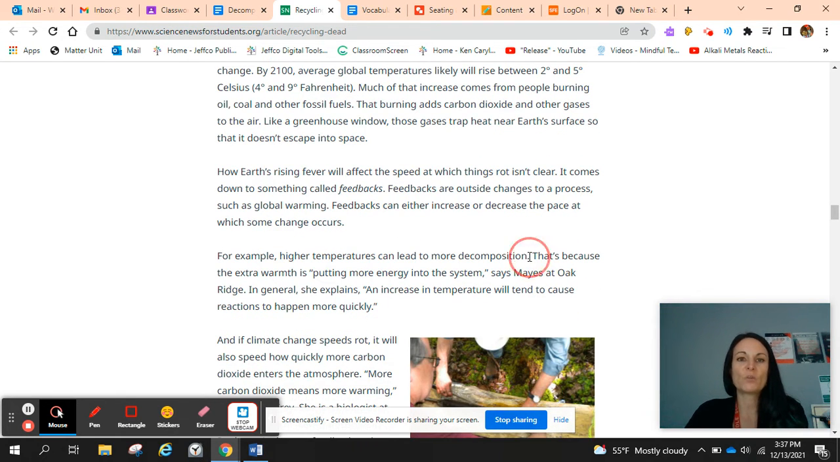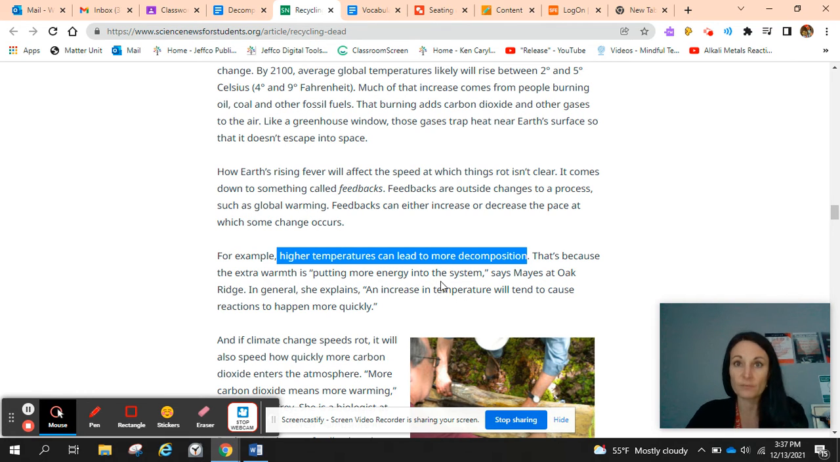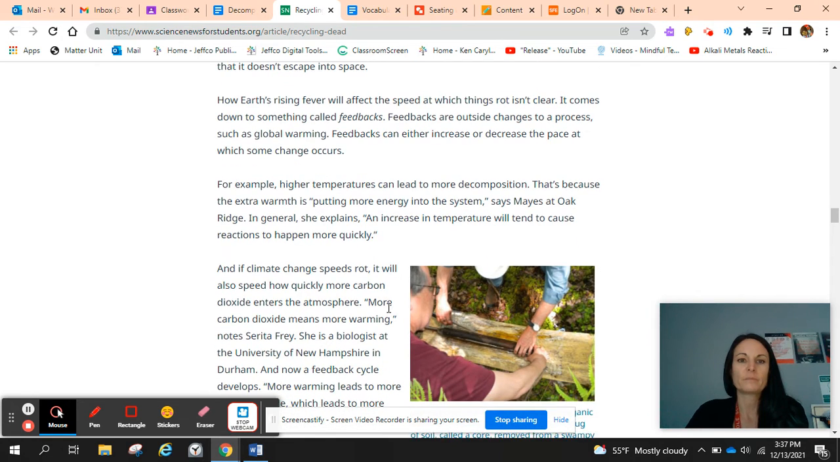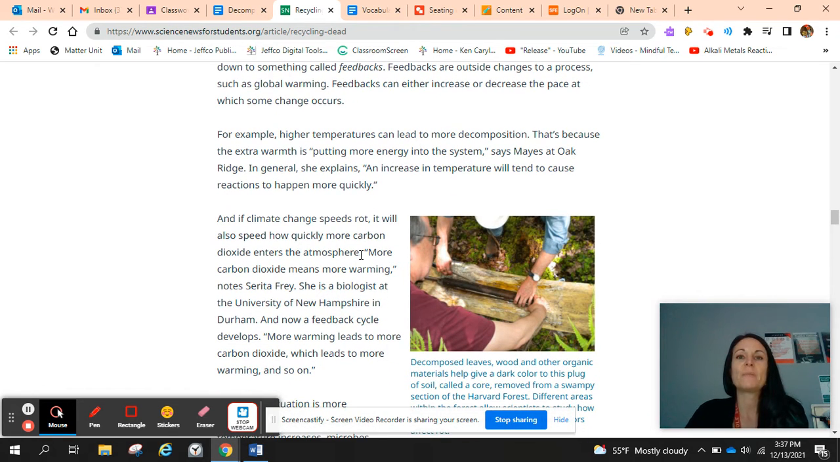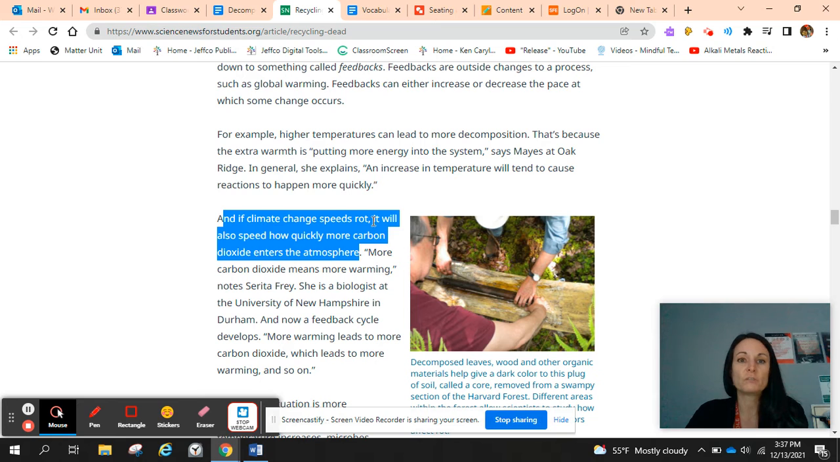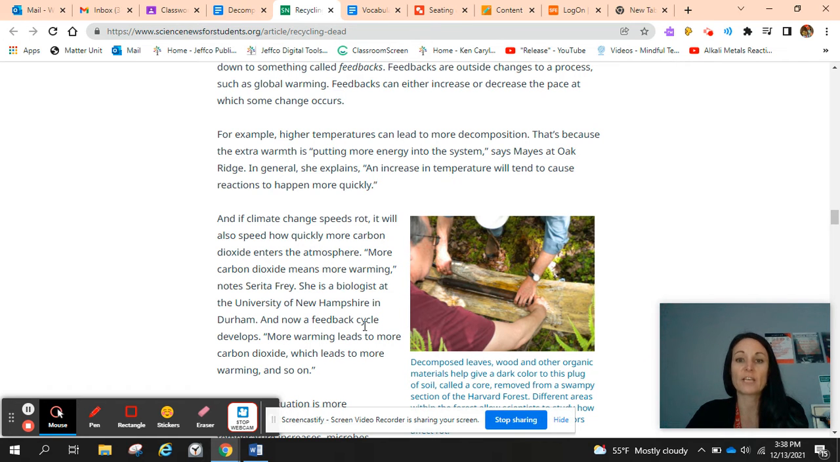So what they do know is that higher temperatures, so when it's hotter, things decompose a little bit faster, and that puts more energy into this circle of life that's happening in the ecosystems. So if climate change makes things happen faster, it will also speed how quickly more carbon enters the atmosphere. And so more carbon dioxide means more warming. So that's one hypothesis that scientists are testing right now.